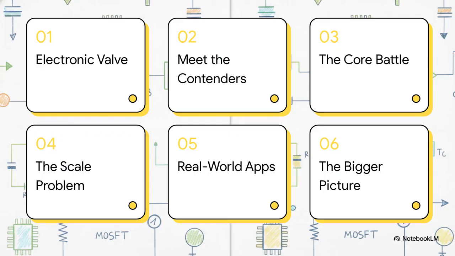Here is our roadmap for the explainer. First, the electronic valve. Then, we'll meet our contenders, explore the core battle of current versus voltage, look at the scale problem, dive into real-world applications, and finally, look at the bigger picture.